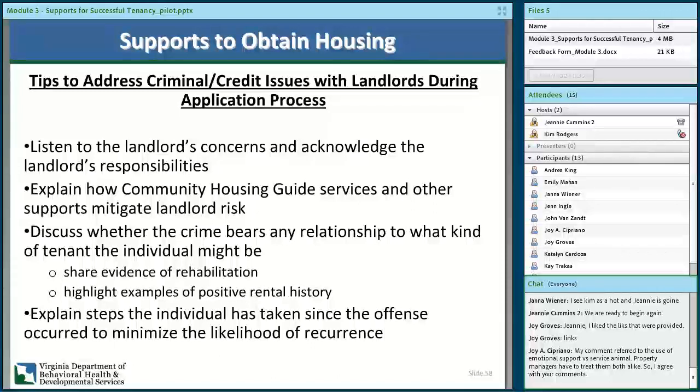Present any evidence of rehabilitation and highlight any past instances in which the applicant demonstrated a positive rental history. If the offense does have a relationship to the kind of tenant the individual might be, for example, an offense that injured a person or damaged property, then with the individual's consent, explain what steps he or she has taken since committing the offense to minimize the likelihood this behavior will happen again.